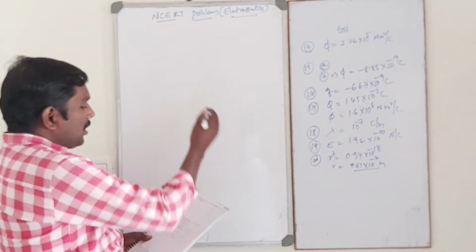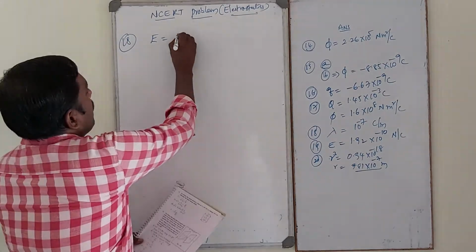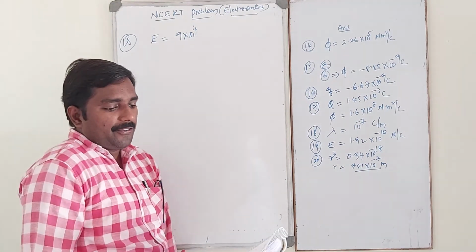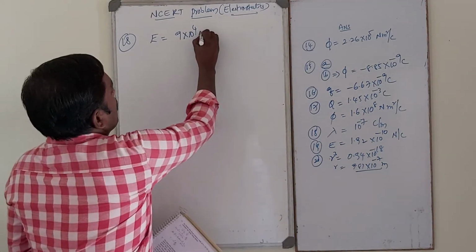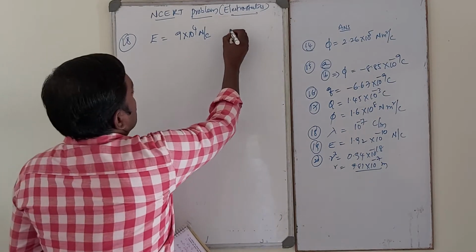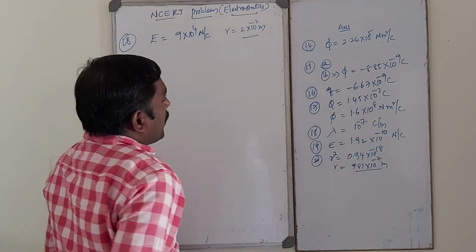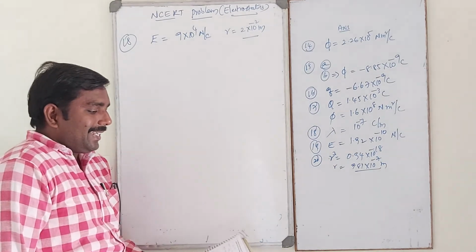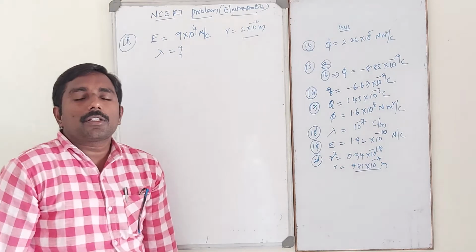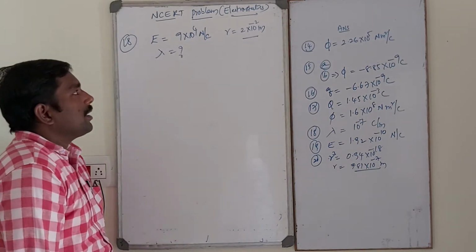An infinite line charge produces a field of 9 into 10 to the power of 4 Newton per Coulomb at a distance of 2 centimeter. R value 2 centimeter, that means 2 into 10 power minus 2 meter. Calculate the linear charge density. Linear charge density means charge per unit length.